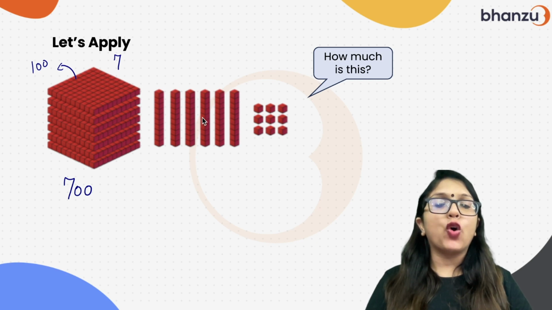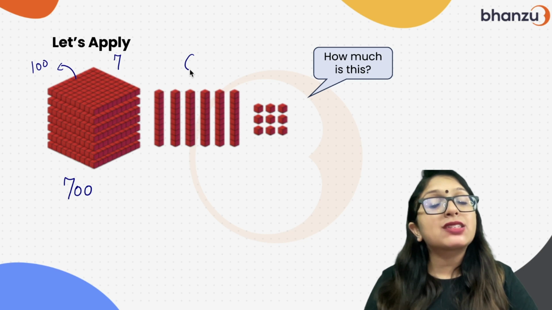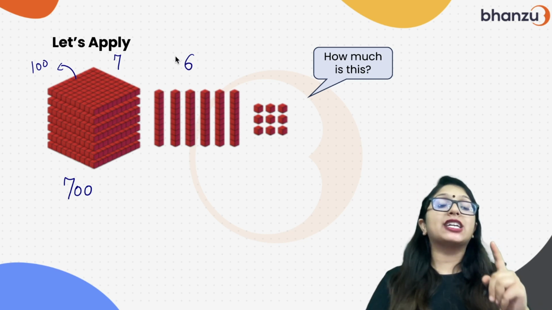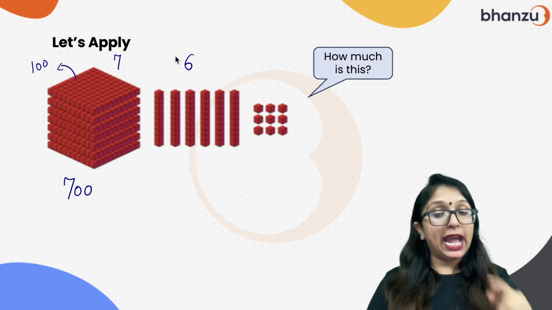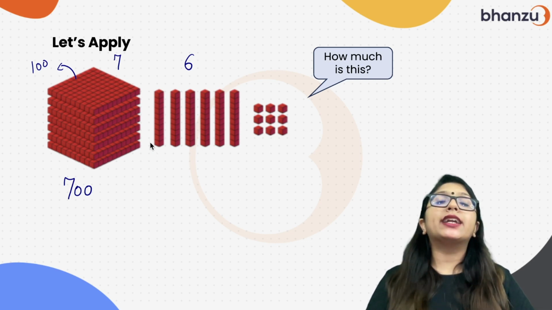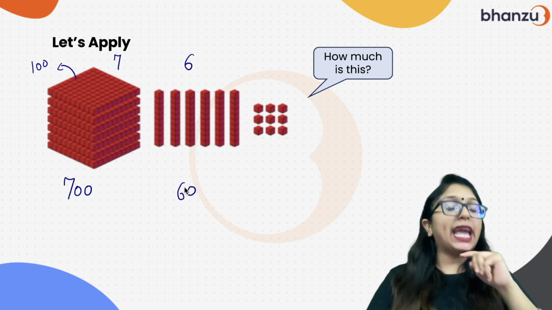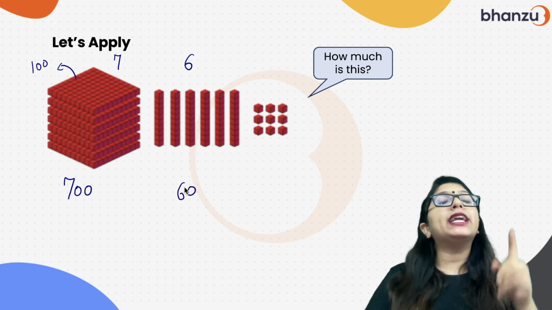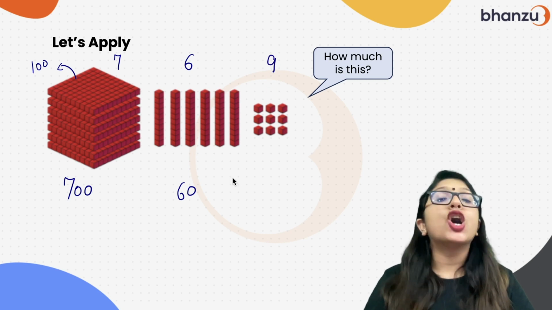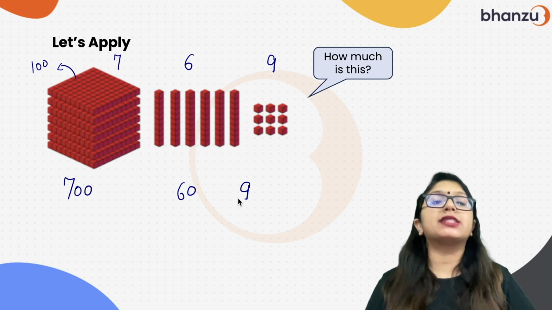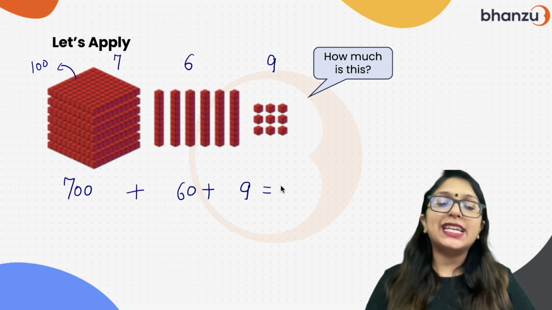Okay? Then how many block sticks are there? 1, 2, 3, 4, 5, 6. There are 6 block sticks. So I will write 6 tens because each block stick is made up of 10 blocks. So there are 6 tens. And if we have to tell the total, 10, 20, 30, 40, 50, 60. So this is 60. Then after that, how many blocks are there? So we can write 9 for the ones place and 9 here. That means 9 blocks.